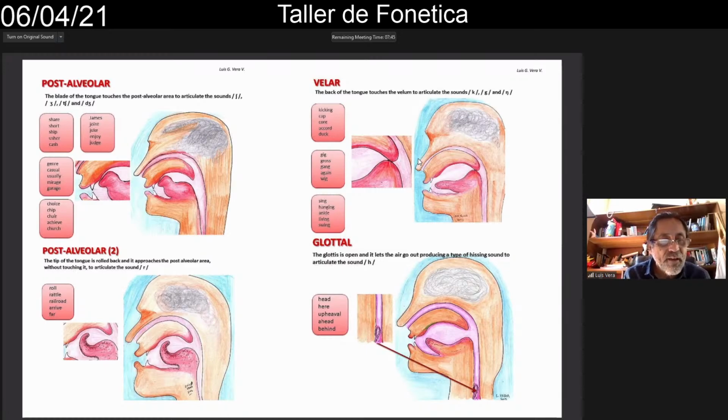De nuevo, repeat. 1, 2, 3. Roll, rattle, railroad, arrive, far. Okay. Then we have the velar.